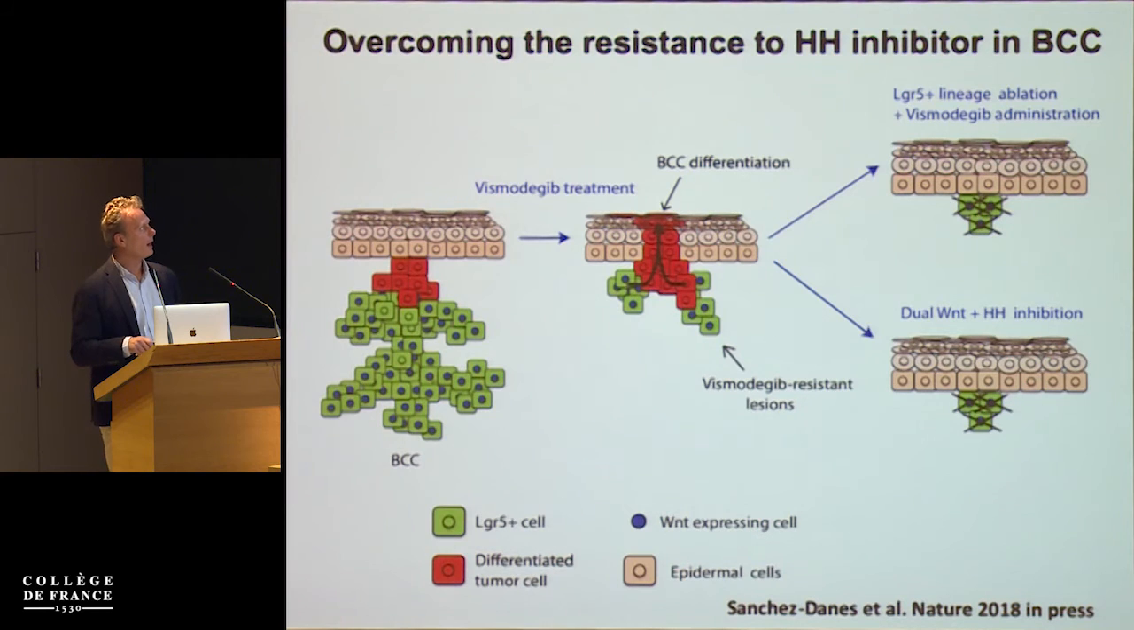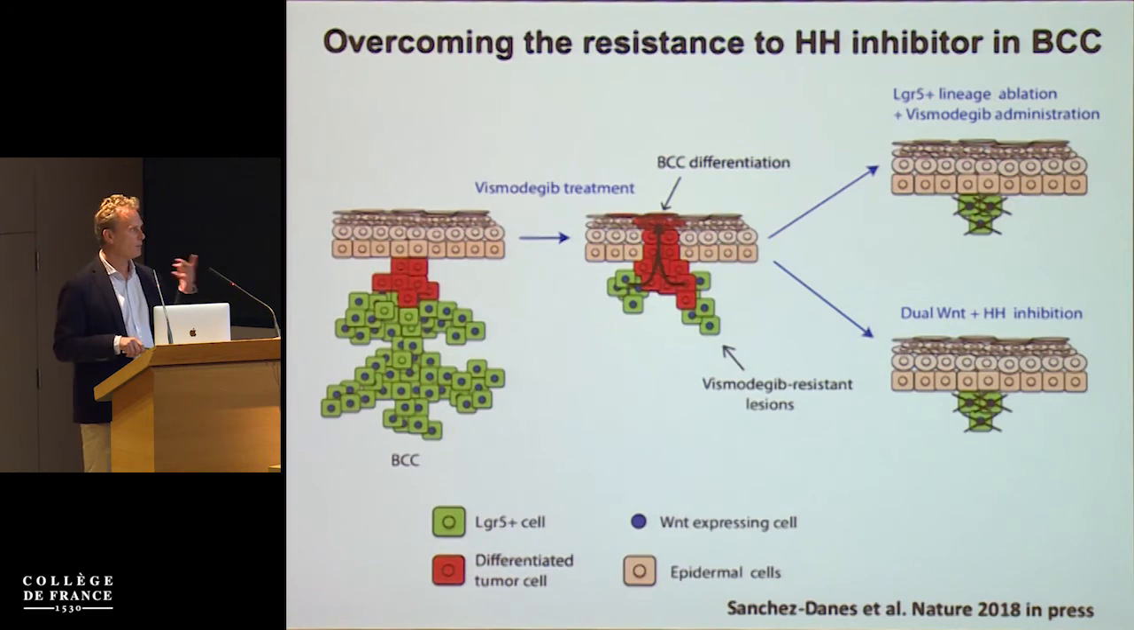So what I show you here is two things. First, that vismodegib promotes BCC regression through differentiation, and that this differentiation leaves over some cells that are persistent, non-genetically driven persistent lesions that can be at the source of relapse. And if you now combine vismodegib treatment plus a Wnt inhibition, you can completely eradicate that.